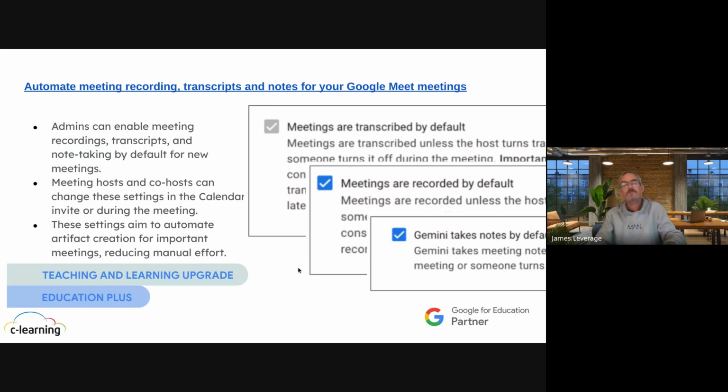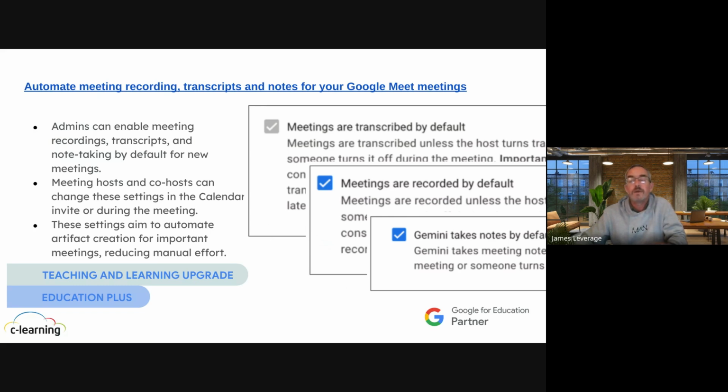This next one is from an admin point of view, not from a Meet host point of view. With Teaching and Learning and Education Plus, you can now turn on within the admin console that meets are transcribed, recorded, and notes are taken by default. That means any meet that you set up within your calendar will automatically be transcribed, recorded, and have notes taken. However, Meet hosts and co-hosts can turn those off.